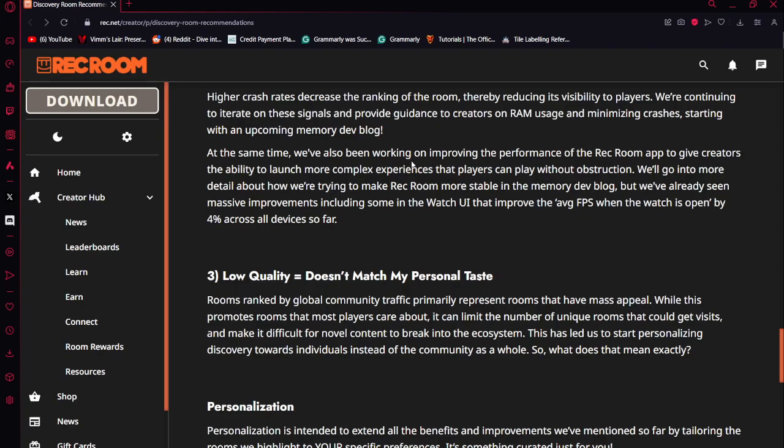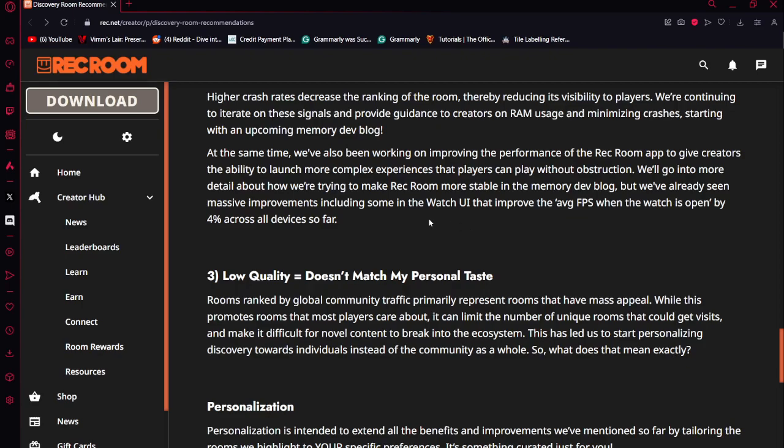At the same time, we've been working on improving the performance of the Rec Room app to give creators the ability to launch more complex experiences without obstruction. More on the memory dev blog. Okay, I can't wait till that comes out then.